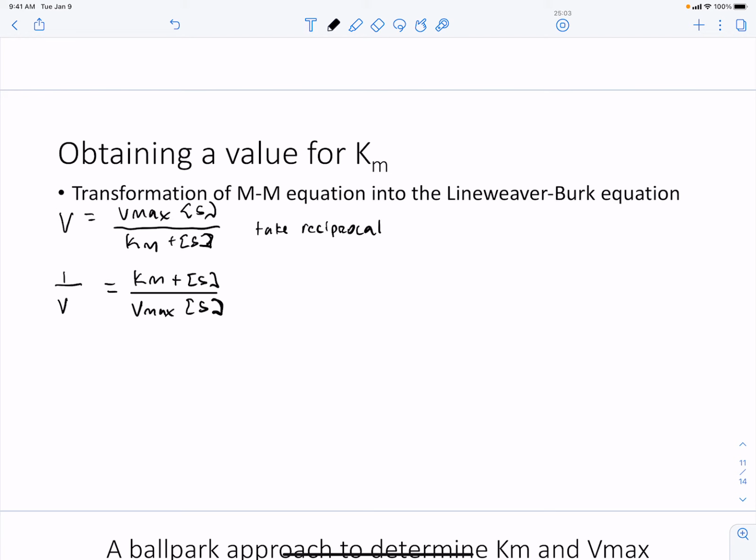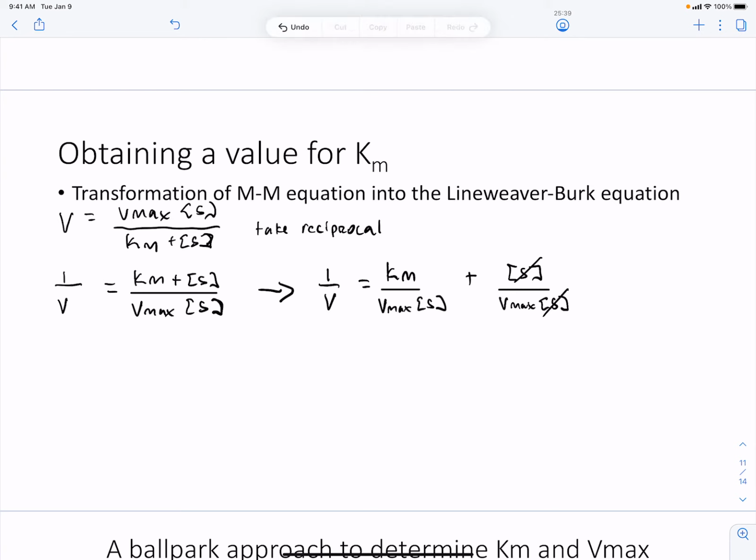And then you do some fancy math. Again, we'll have our 1 over V, and this will be equal to Km plus, whatever you do to one side, you have to do the other, and then you can simply cross out your substrates on that side, and then this will give you 1 over V.